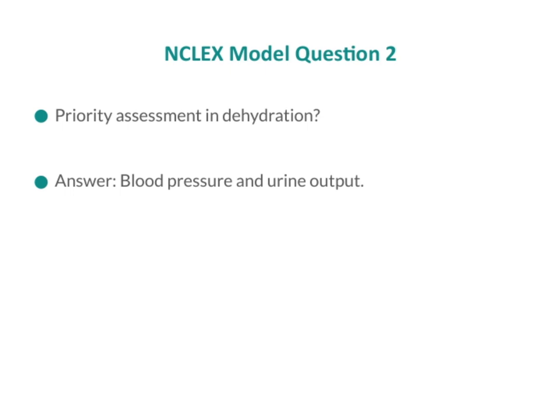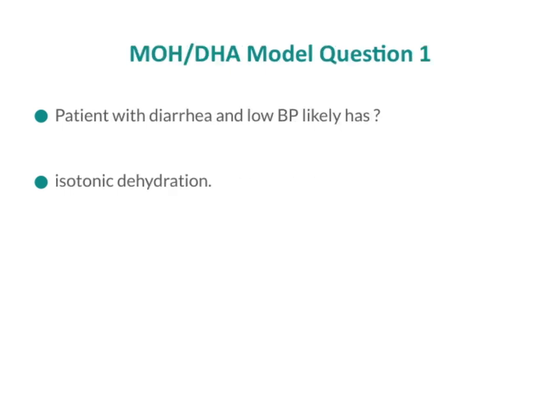When a patient shows up with diarrhea and low blood pressure, what's likely going on? The answer is isotonic dehydration. This means the body's lost both water and salt in roughly equal amounts, causing the blood volume to drop and blood pressure to fall. It's a common scenario that can quickly become serious if not recognized and treated. Understanding this helps us respond faster and more effectively to stabilize the patient.